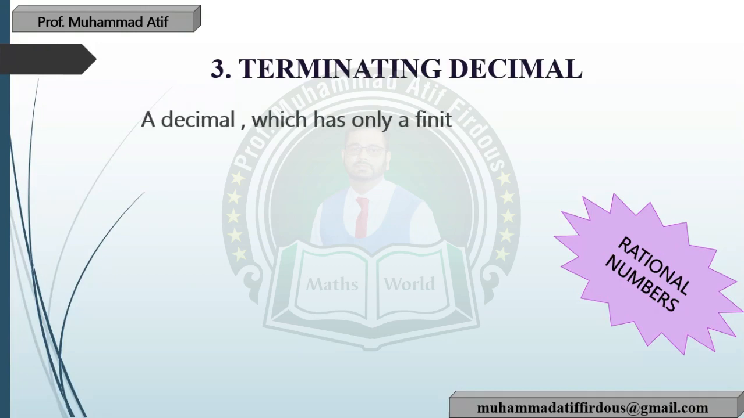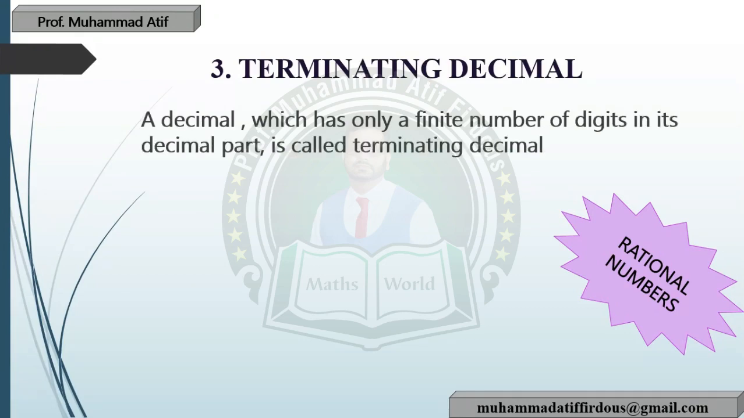A terminating decimal is a decimal which has only a finite number of digits in its decimal part. For example, 0.5 is equal to 1 over 2. This is an example of a terminating decimal. 0.5 can be written in the form of 1 over 2, which is P over Q. They are relatively prime, and Q is not equal to 0. So it is a rational number.